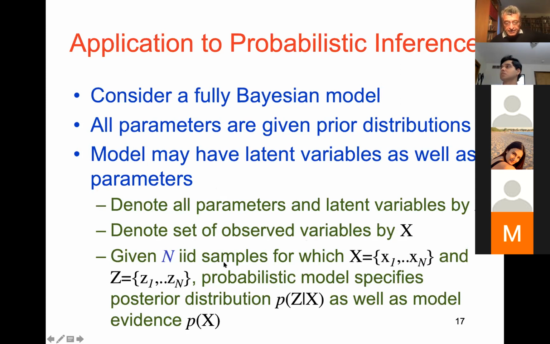Given n independent identically distributed samples for which X and Z, the probabilistic model specifies the posterior distribution P of Z given X, as well as the model evidence P of X, right? So this is probabilistic inference. Within a model, you can have a distribution over the hidden variables for a given set of observations, as well as associate some evidence, a probability, to the input X.